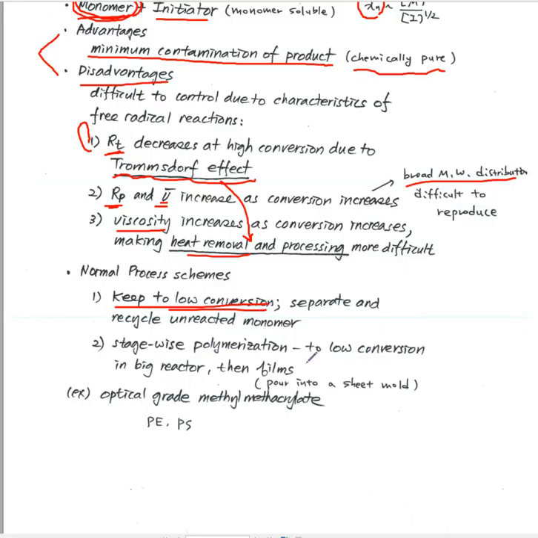Similarly, you can do the reaction at low conversion and stop it, and you can make it as a film. You pour the resulting polymers into some kind of mold and make a sheet, like a paper-type polymer. So these bulk polymerizations are generally used in generating, such as polyethylene or polystyrene.